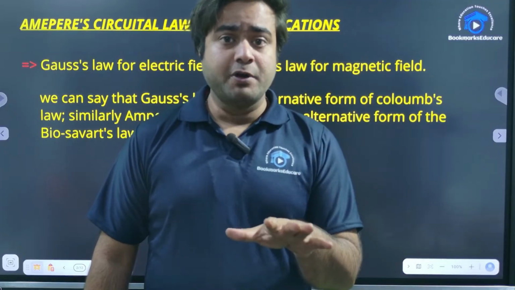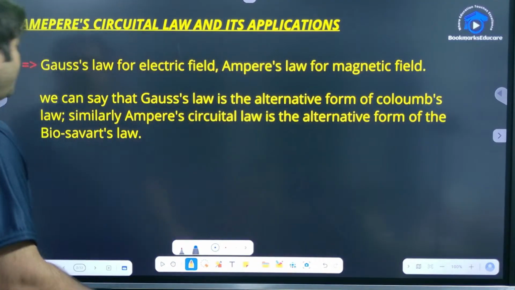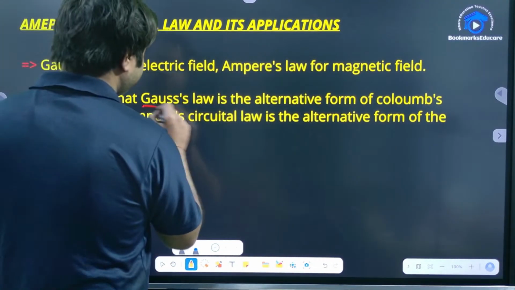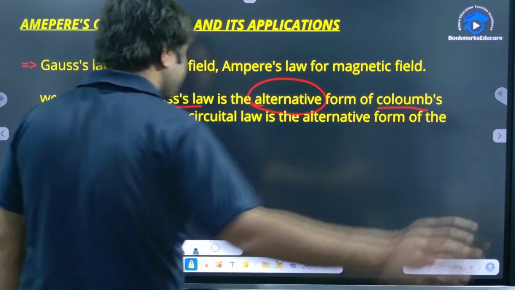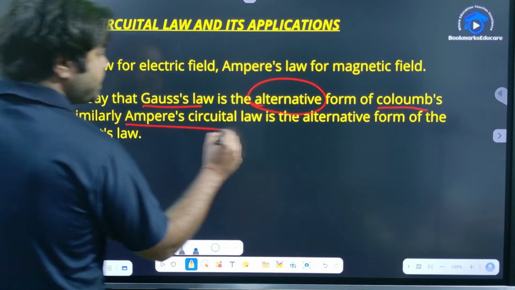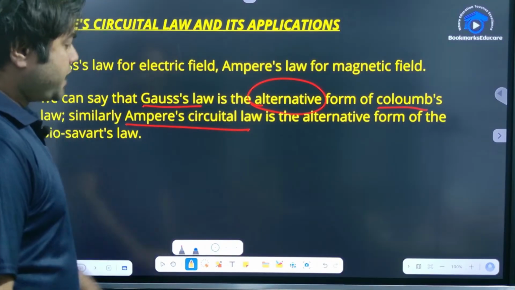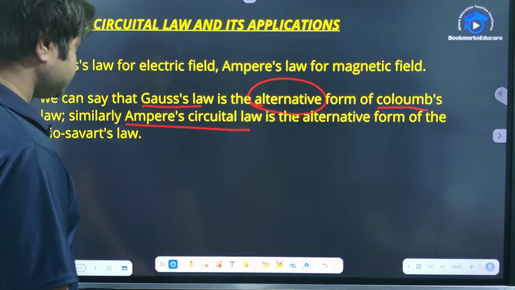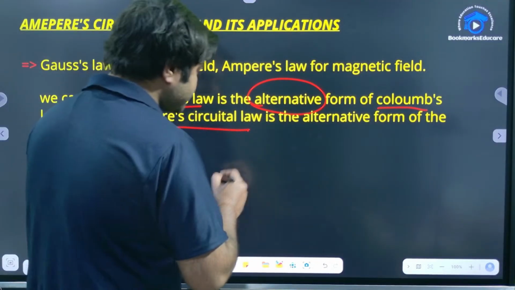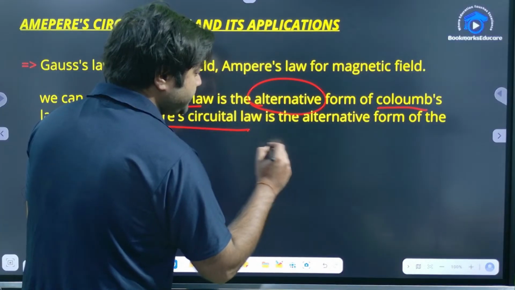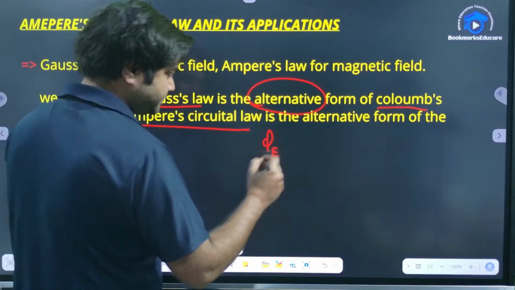I will discuss this in detail. Before that, see, we can say that Gauss's law is the alternative to Coulomb's law. Similarly, Ampere's Circuital Law is the alternative form of the Biot-Savart law. Let us look at it once. What is Gauss's law basically? That relates to the electric flux.